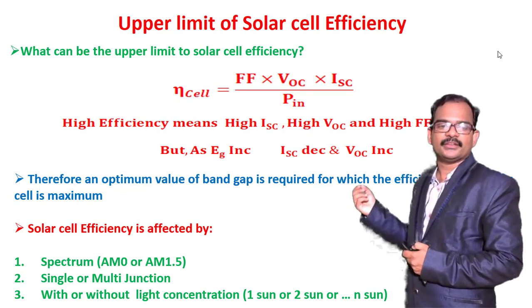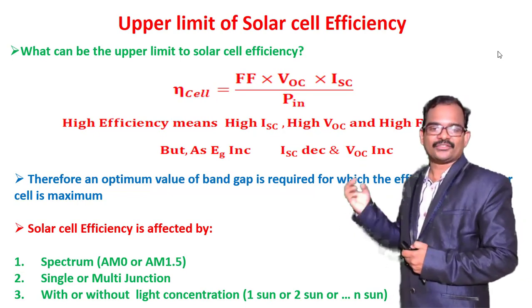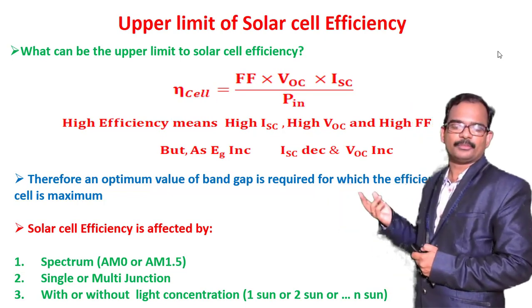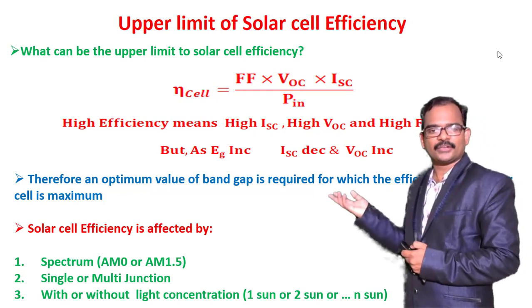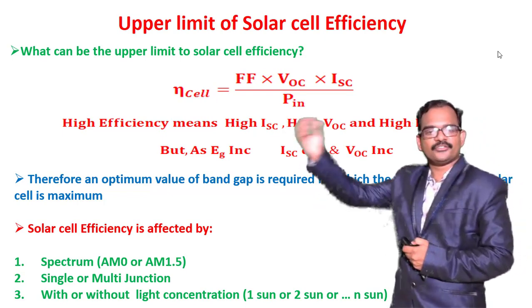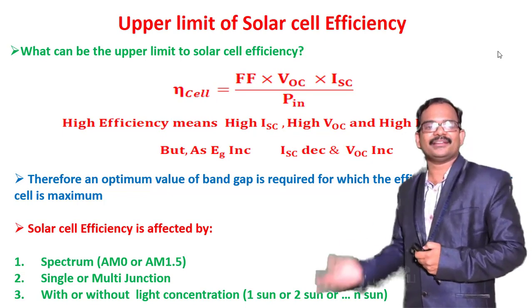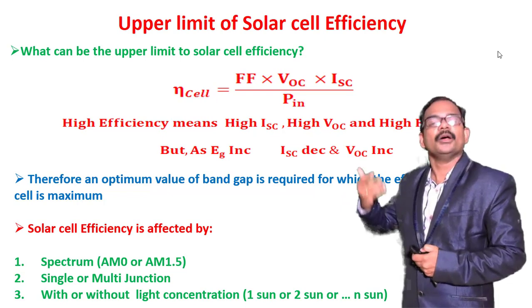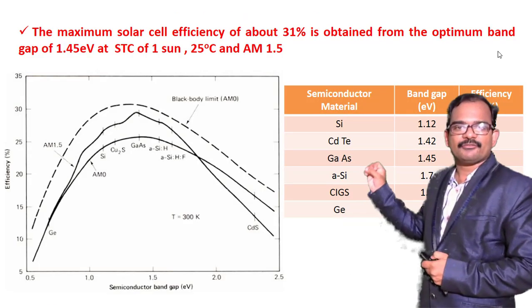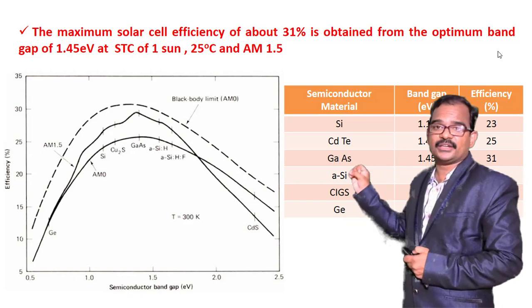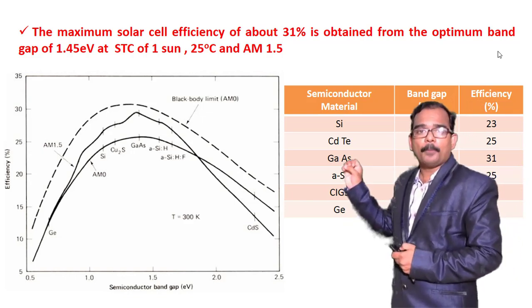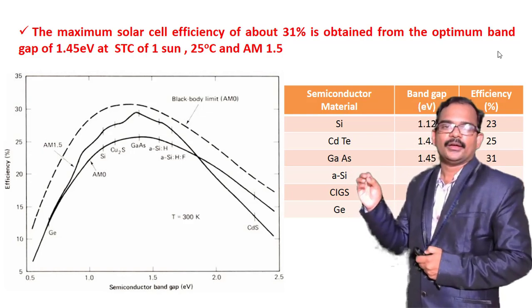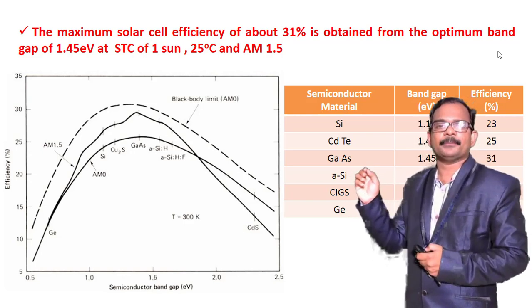And the third point is with or without light concentration: 1 sun, 2 sun or n suns. That is, 1 sun means 1000 watt per meter square, 2 suns means 2000 watt per meter square, 10 sun means 10,000 watt per meter square. As the solar radiation intensity falling on the solar cell is more, obviously the efficiency also will be more because of generation of more amount of electron hole pairs. So the maximum solar efficiency of about 31% is obtained from the optimum band gap of 1.45 electron volts at an STC of 1 sun, 25 degrees centigrade and AM 1.5.